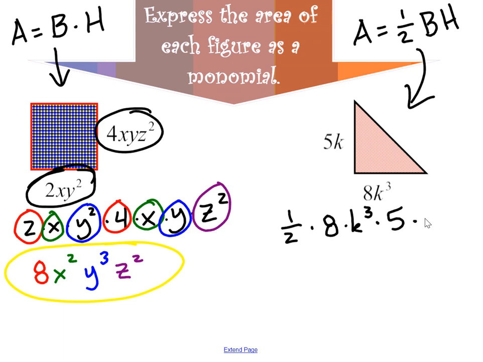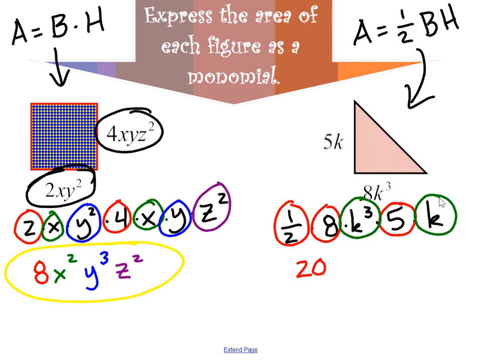So once again, let's go ahead and multiply all our like things together. So I have a half times 8 times 5. Those are our numbers. 1/2 times 8 is 4. 4 times 5 is 20. If you didn't know that, you can simply do that on your calculator. And then I have a k to the third and a k. So I have 3 k's and 1 k, so it's going to be k to the fourth. So my area of that triangle is 20k to the fourth.